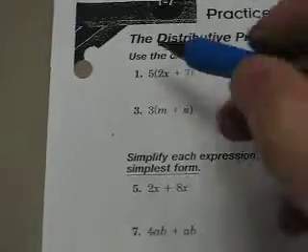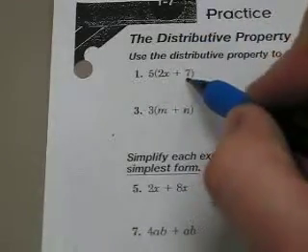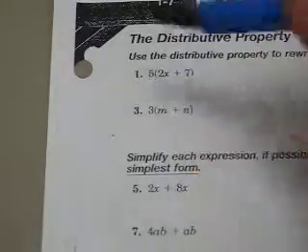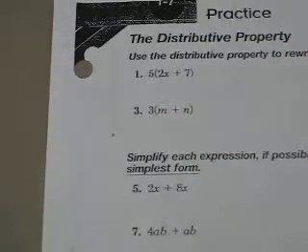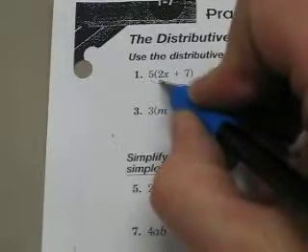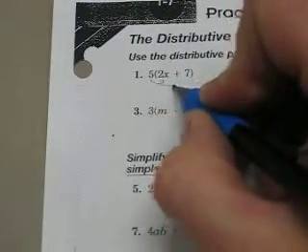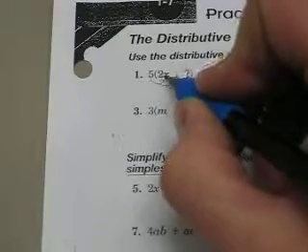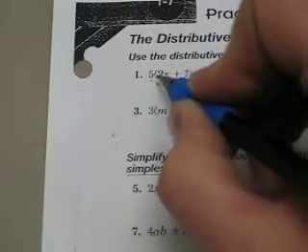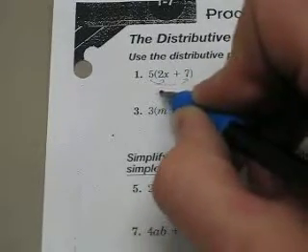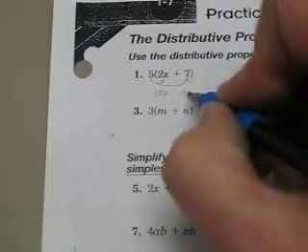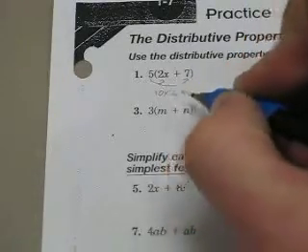If we look at numbers 1 and 3, we have 2x plus 7 inside the parentheses, and that entire part is multiplied by 5 on the outside. The distributive property says that you can take that number on the outside and multiply each piece on the inside by that 5. Remember to not just multiply the first part by 5, but multiply both parts on the inside by 5. So 5 times 2x gives us 10x, and 5 times 7 gives us 35. So what we end up with is 10x plus 35.